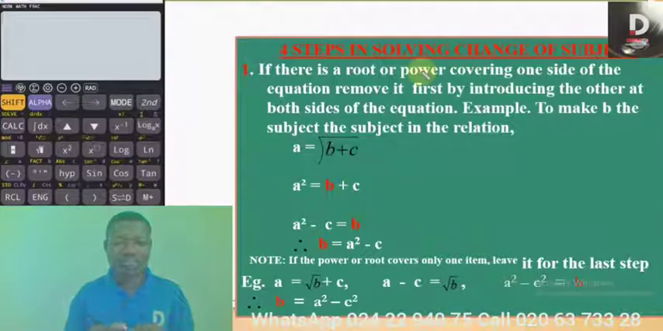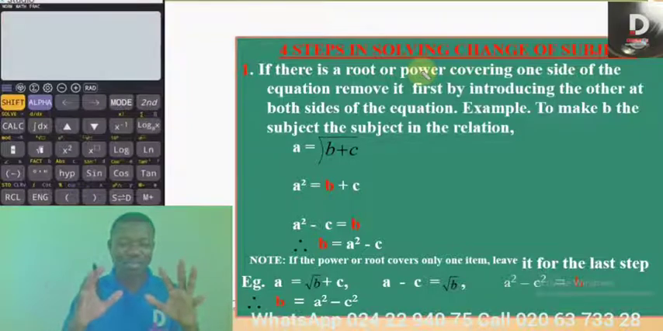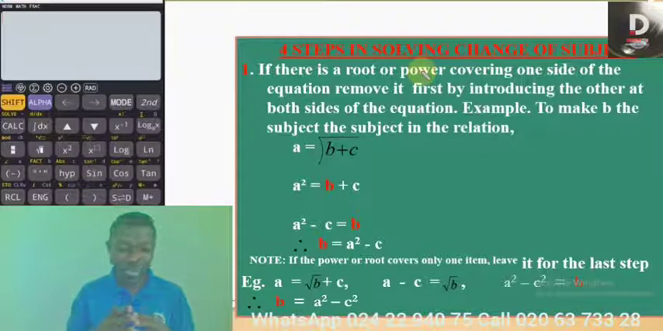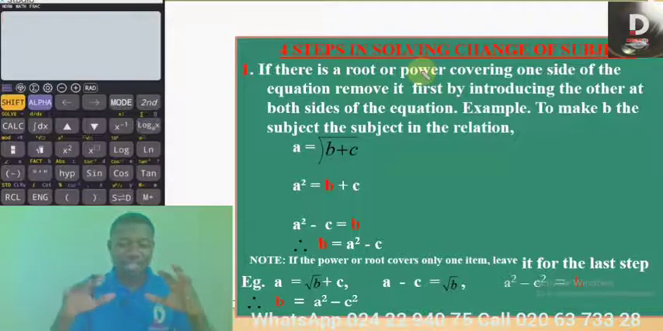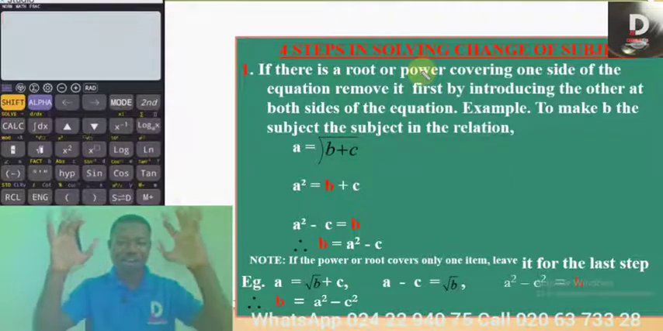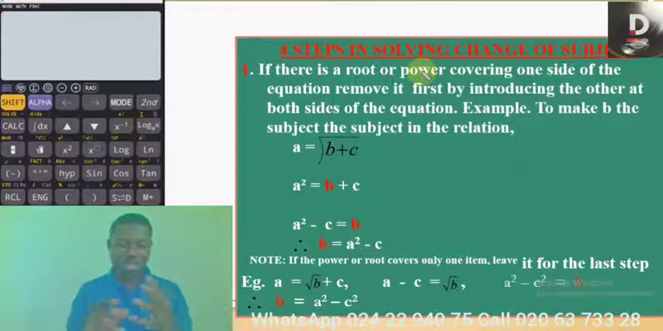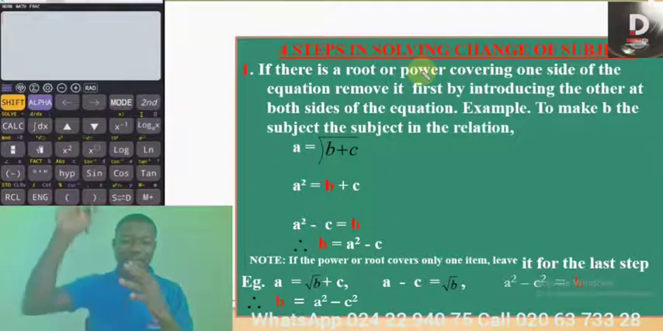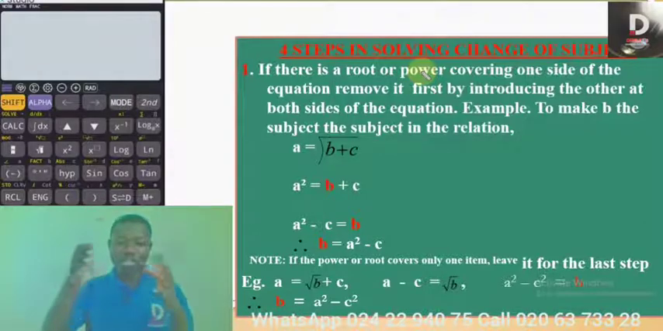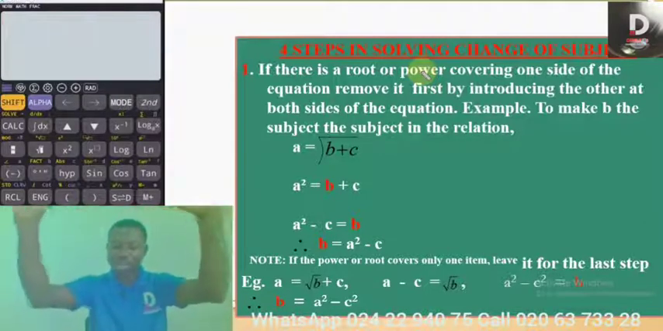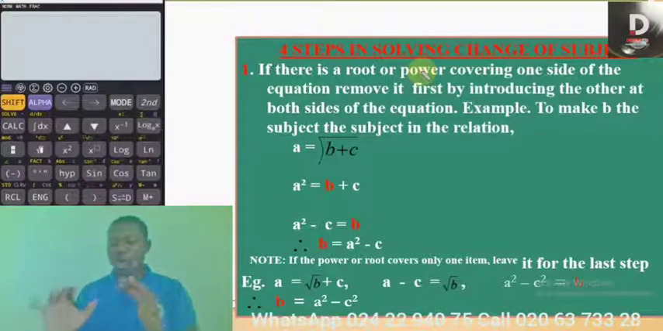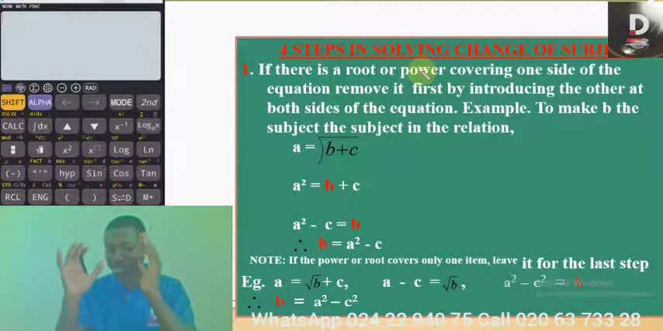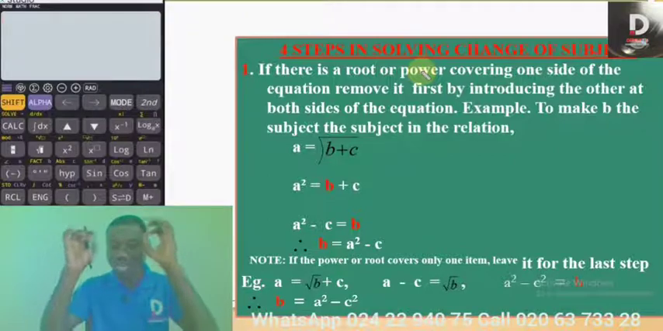Now, there are four basic steps to follow, in an orderly manner, to make a variable the subject. So simple. The first thing is if there's a canopy, if there's something covering it, I call it a canopy. Examples are a root and a power. Maybe there's a power 2, power 3, power 4, power 5, or there's a cube root, square root, whatever, covering one side of the equation or covering what you want to make the subject. That is the first thing to clear off.